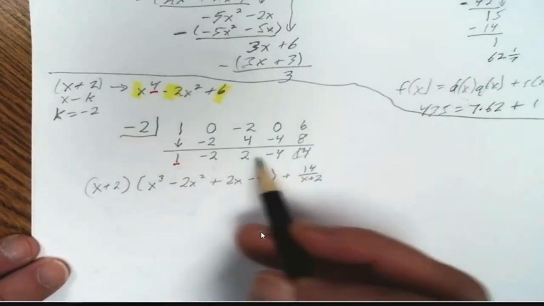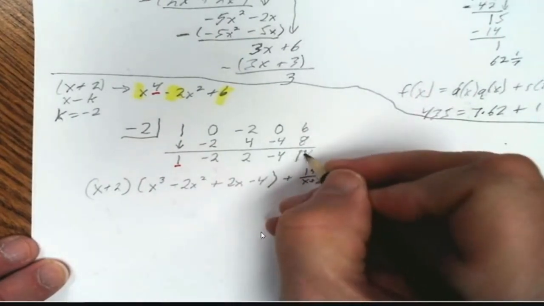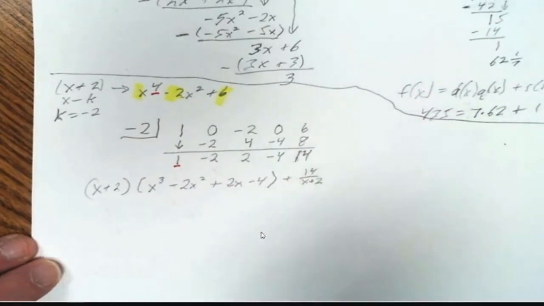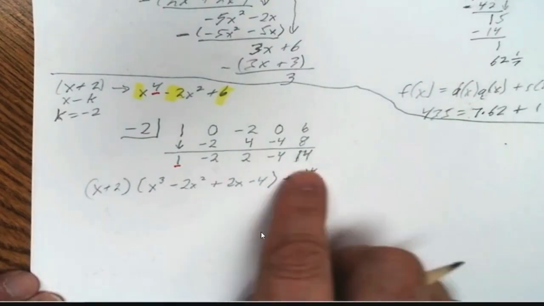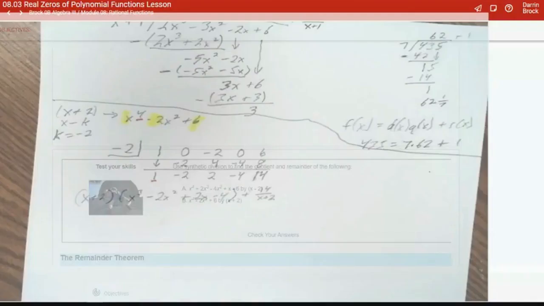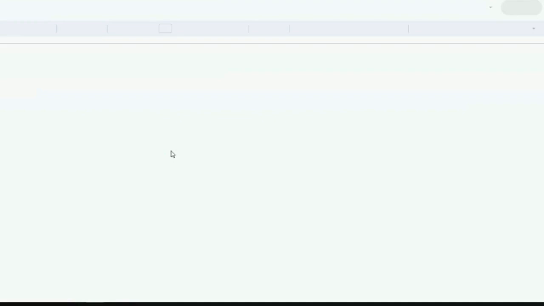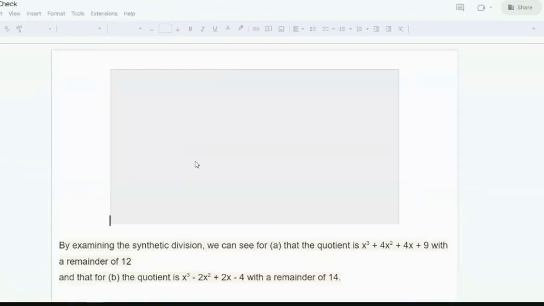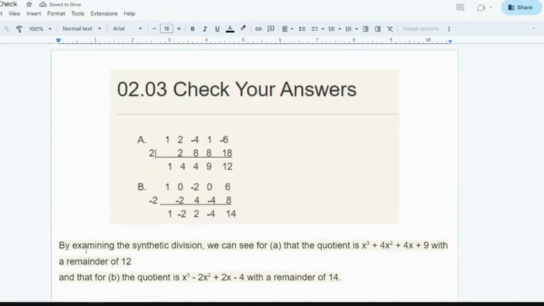But that is how, I'll erase that 0 there. That is how synthetic division works. If you need a reminder of that, I can post a video in Google Classroom to just give you a refresher on that too. But that is synthetic division. So let's go back and see what they're doing with that now. So check your answers. You can click on that if you do A and B, and it'll give you the answers here so you can double check yourself. x to the third plus 4 squared plus 4x plus 9 with a remainder of 12. Was that the one we did?